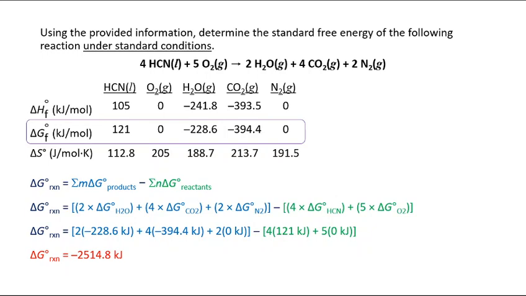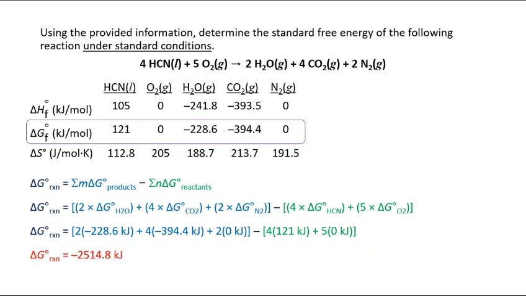One thing we can infer about this chemical reaction is that the negative 2514.8 kilojoules tells you this reaction is pretty spontaneous. Remember, if you have a negative delta G, you're looking at a spontaneous reaction. If you're looking at a positive delta G, you're looking at a non-spontaneous reaction. And if your delta G is equal to 0, you're looking at something that's pretty close to equilibrium.